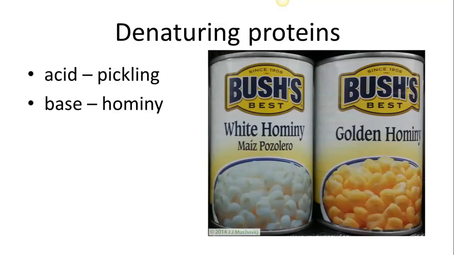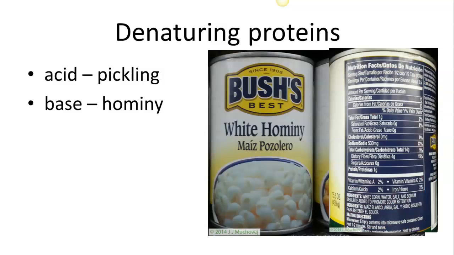Here's a couple of cans. One is white hominy, the other one is golden hominy. It depends on whether you use white corn for this or whether you use gold corn. If you look at the back of this, one of the interesting things to look at on the label is the amount of sodium. It says sodium is 530 milligrams, or 22%. That's kind of high. That's in part because of the way it's manufactured, and it's basically manufactured by soaking it in lye, and then you rinse it off, but you never really get all the sodium out.